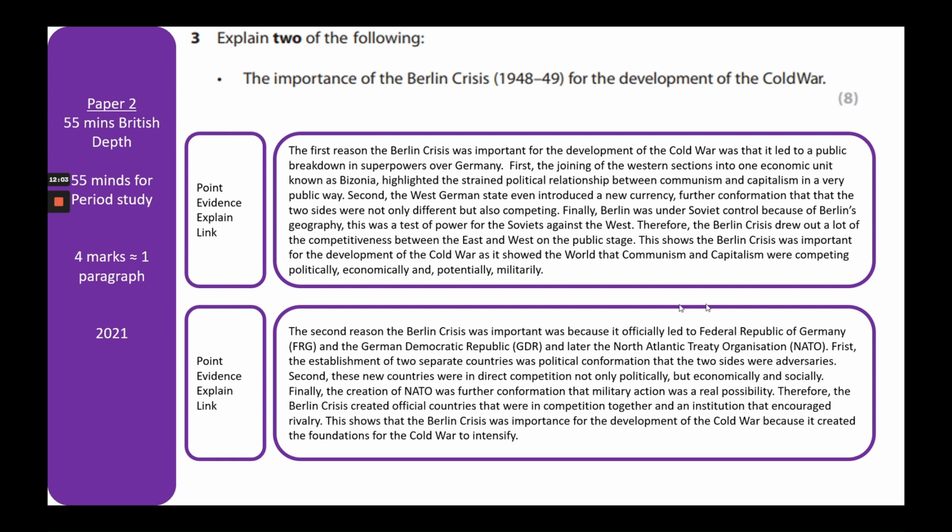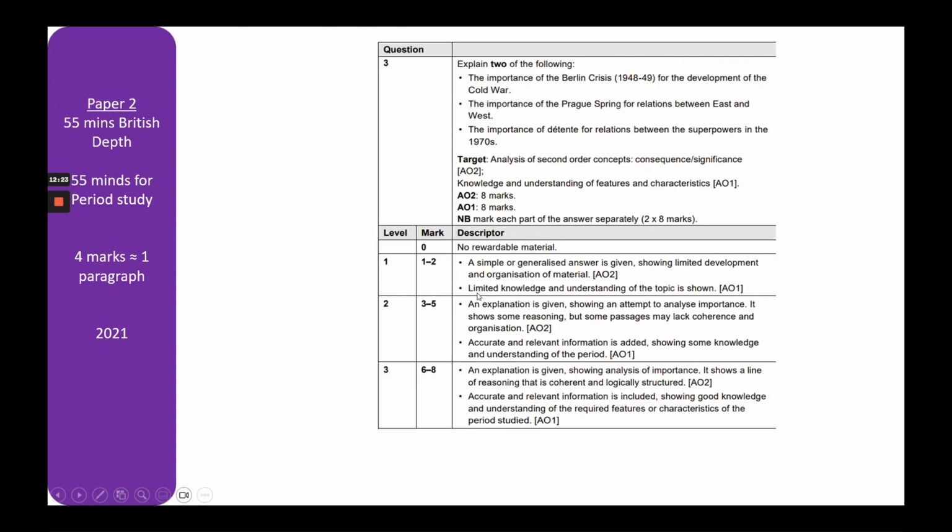Therefore, the Berlin crisis created official countries that were in competition together and an institution that encouraged military rivalry. This shows the Berlin crisis was important for the development of the Cold War because it created the foundations for the Cold War to intensify. So, well, I probably wouldn't need to write anything more. I could go on and say those foundations are two separate countries, this big military organisation that brings in loads of capitalist countries. But if you look at that for 8 marks, I've already written a lot. You should get away with getting into level 3 there.